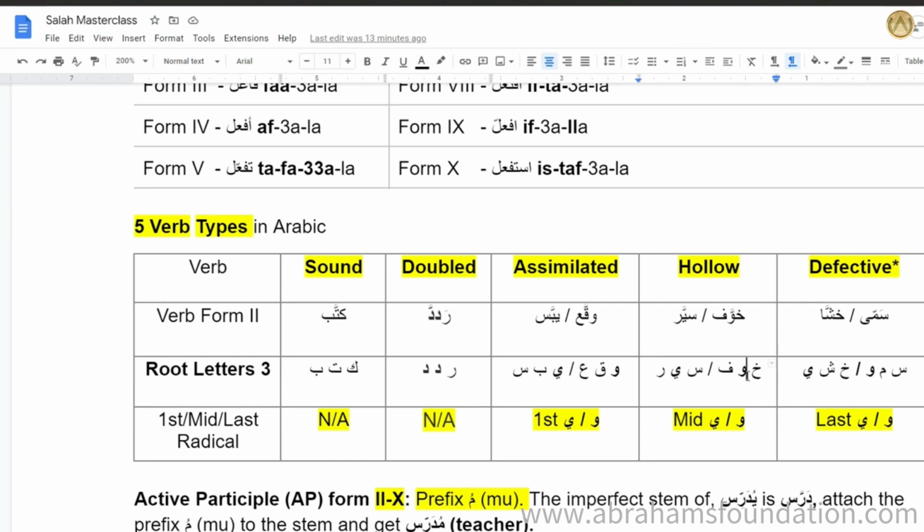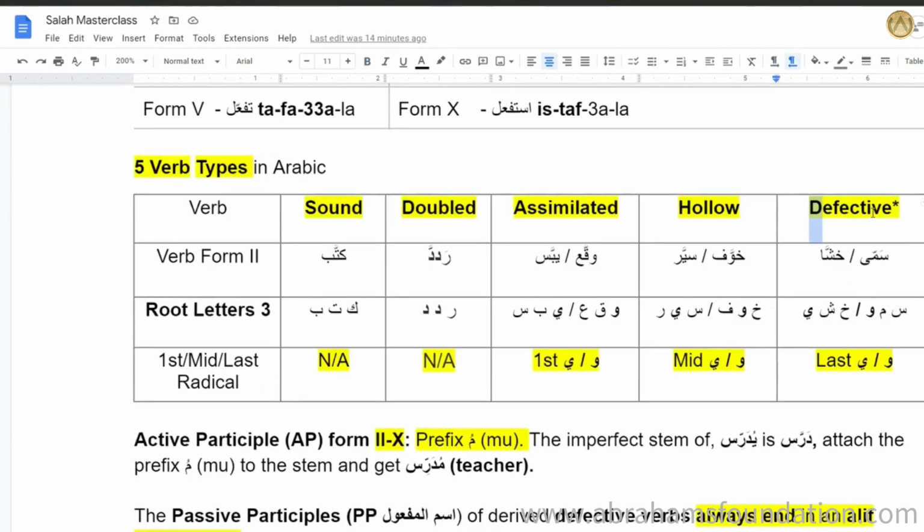So the middle letter is hollow. It's like empty, right? It's empty because in the verbs it disappears or becomes an alif. The middle one. That's really it. It's the same concept as the previous one, and almost all of them do this. All of them have the same rule.